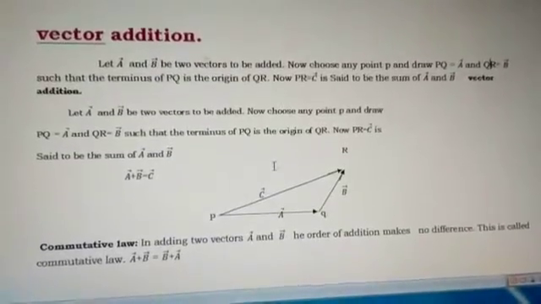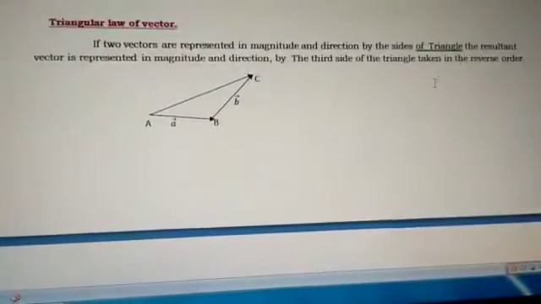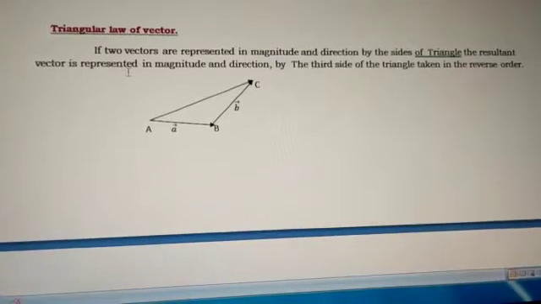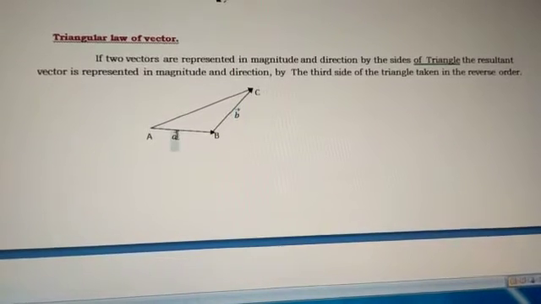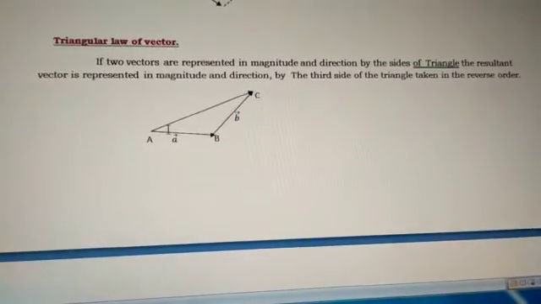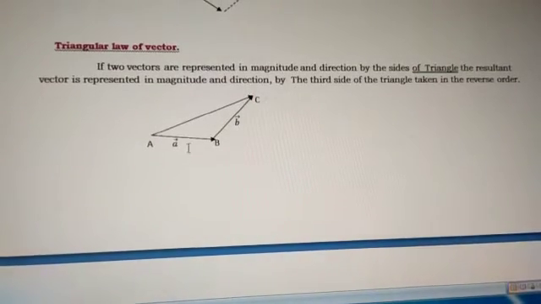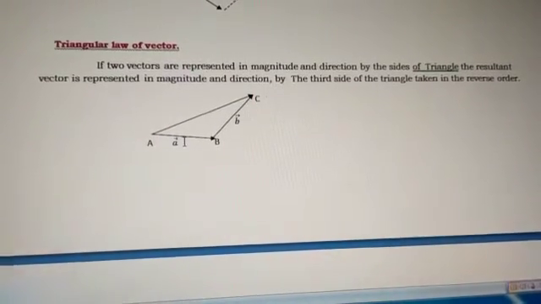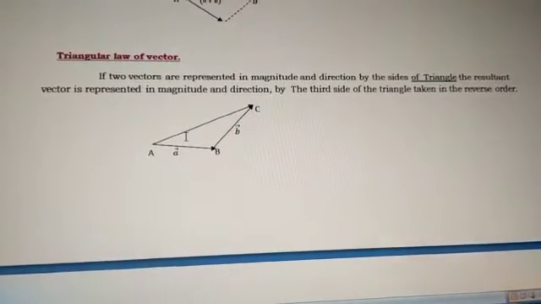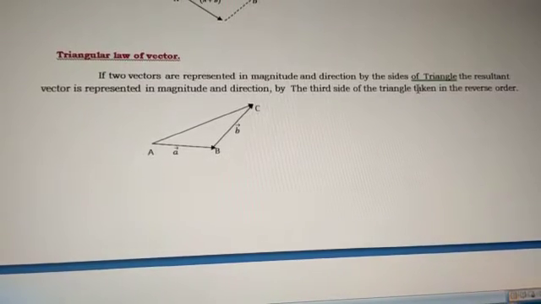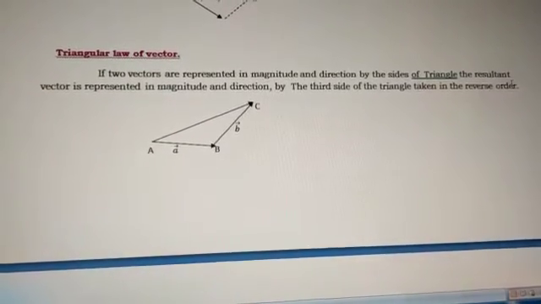This comes with one important law, termed the triangular law of addition. If two vectors are represented in magnitude and direction, let us consider A as one vector and B as another vector, they are represented by the sides of a triangle. ABC is a triangle. I represent vector A on one side and vector B on another side, and the resultant vector is always the third side of the triangle, taken in reverse order.